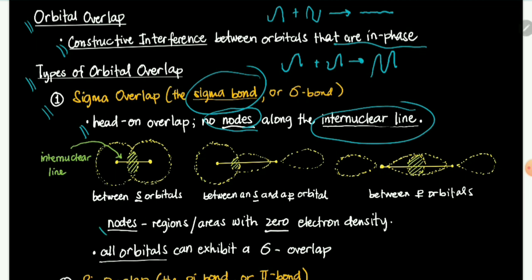Okay? So again, nodes are regions or areas with zero electron density or walang electron na nagta-travel. Okay? So kapag may node, ibig sabihin walang wave function doon or walang electron na nagre-reside sa area na yon or sa region na yon. Okay? So all orbitals can exhibit sigma bonding.